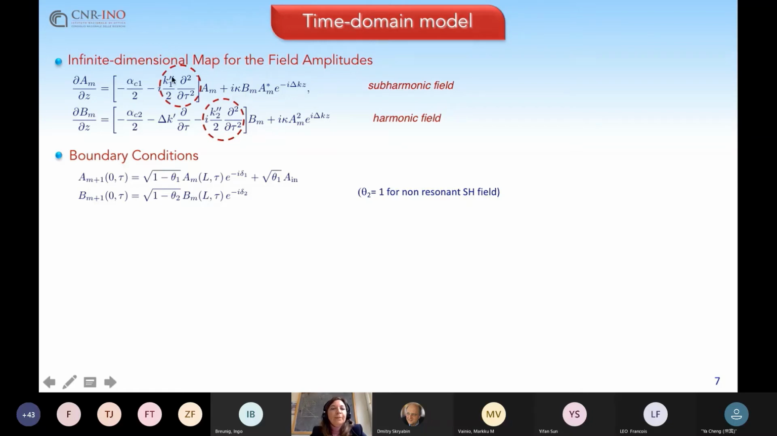And these are standard equations of propagation in which we added the dispersion terms. So we have the group velocity dispersion of the fundamental and the second harmonic, and also the group velocity mismatch, the walk-off term, which is very important in comb formation. So these two equations are completed by the boundary conditions, which relate the fields between different round trips. And as we can see, by changing the boundary condition, we can describe not only a singly resonant second harmonic generation process, but also a doubly resonant second harmonic process or an optical parametric oscillator.